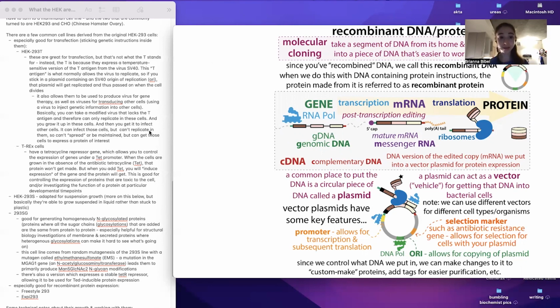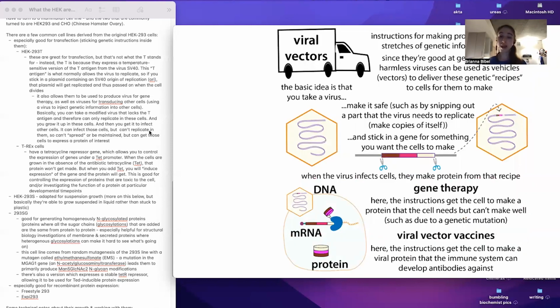But if the cells don't have that T antigen, and if a virus doesn't have a T antigen protein, and the cells you put it in don't have it, then the cells can't replicate that plasmid, but they can take in that plasmid. This can be used in gene therapy as well as in viral vector vaccines, where basically you're able to make a lot of virus that is unable to replicate itself in anything other than these special cells that have the proteins that are needed.